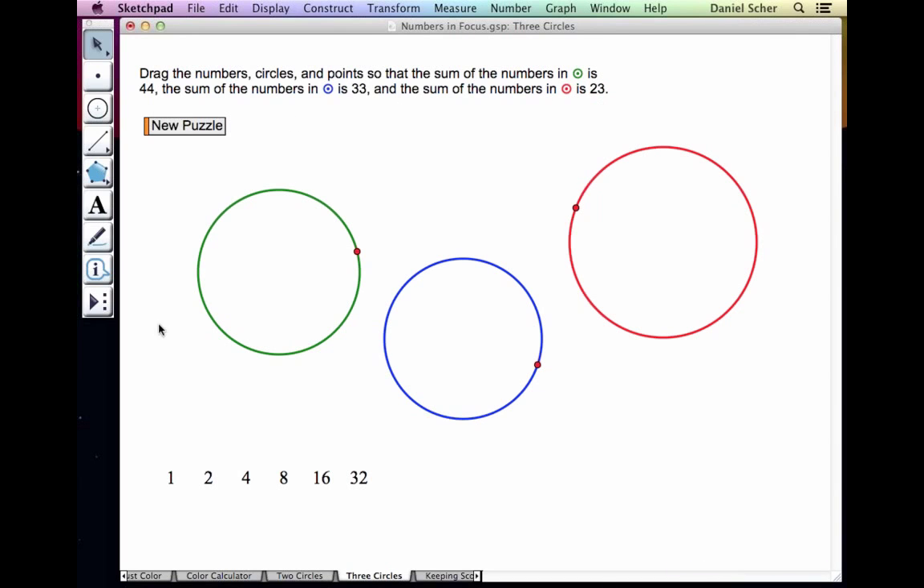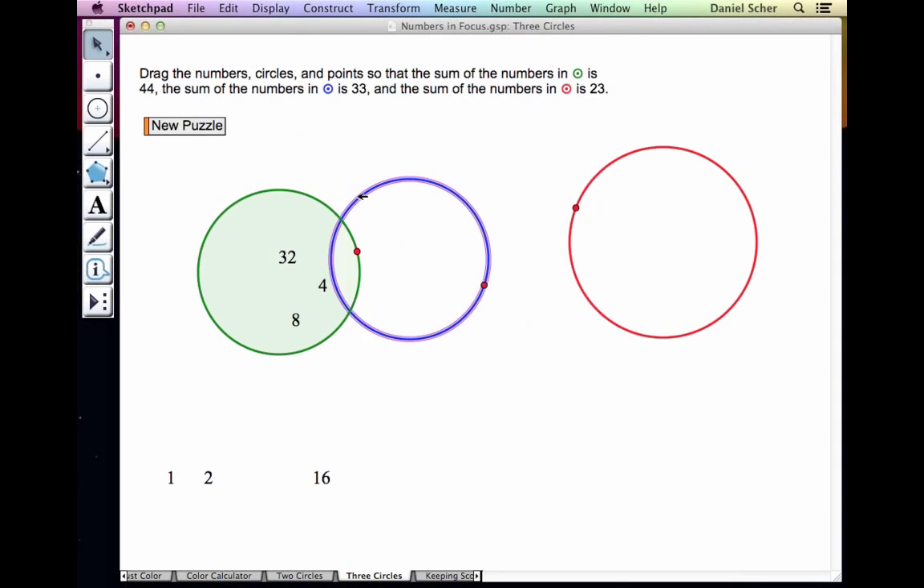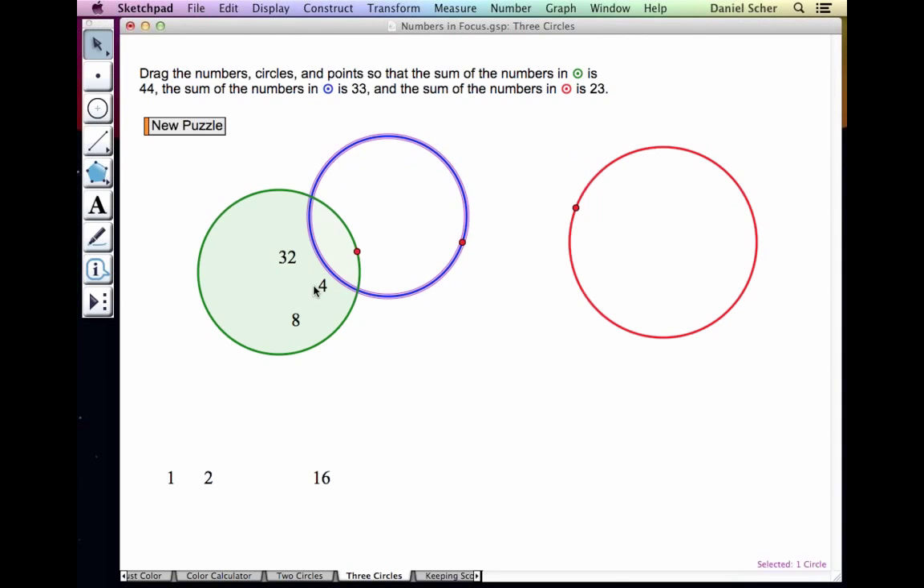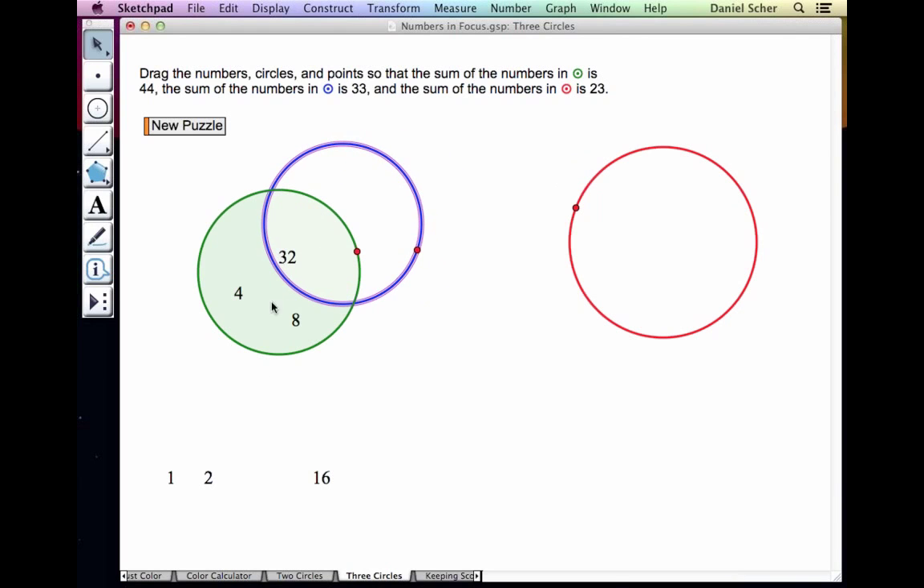So for 44, I can drag 32, 8, and 4. I need 33. Oh, well, that's going to need my 32, so I'm going to move this here. Let me move these numbers over a bit. Often solving these challenges means taking what you had that works and rearranging things a little. So there, I'll drag this, so I have 33. And now what do I need? 23.